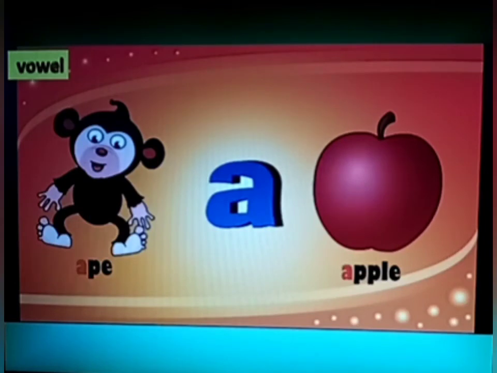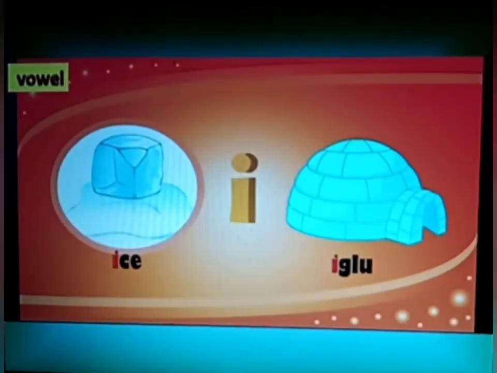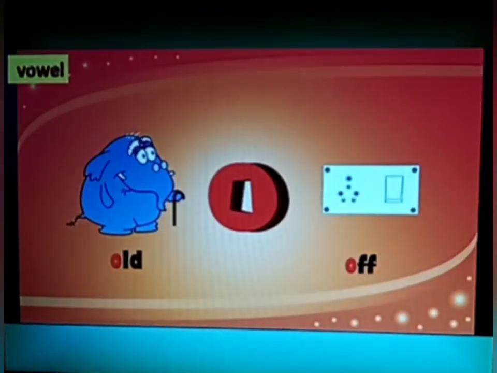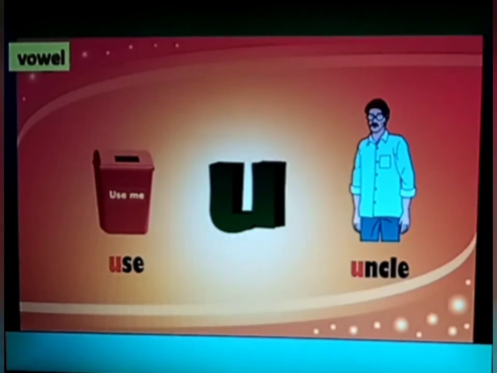Let's know the difference of the sound. Long sound and short sound. Ape. Apple. Eel. Egg. Ice. Igloo. Old. Off. Use. Uncle.